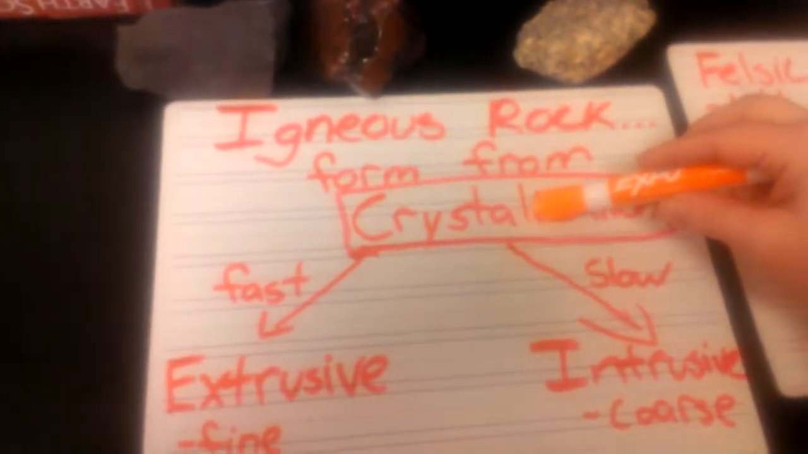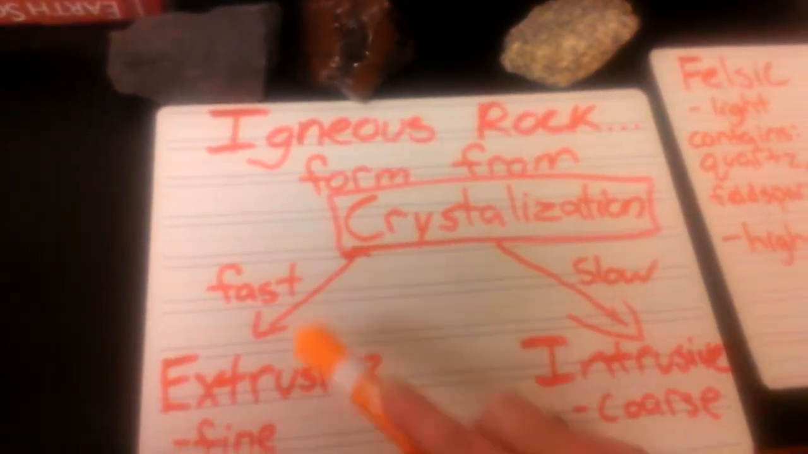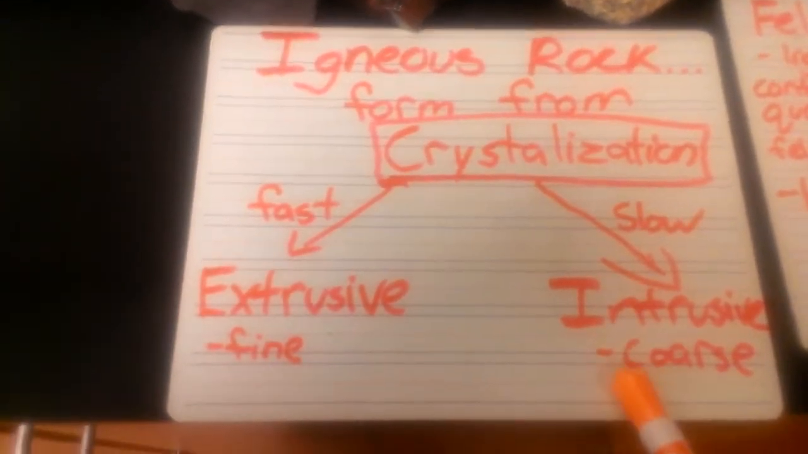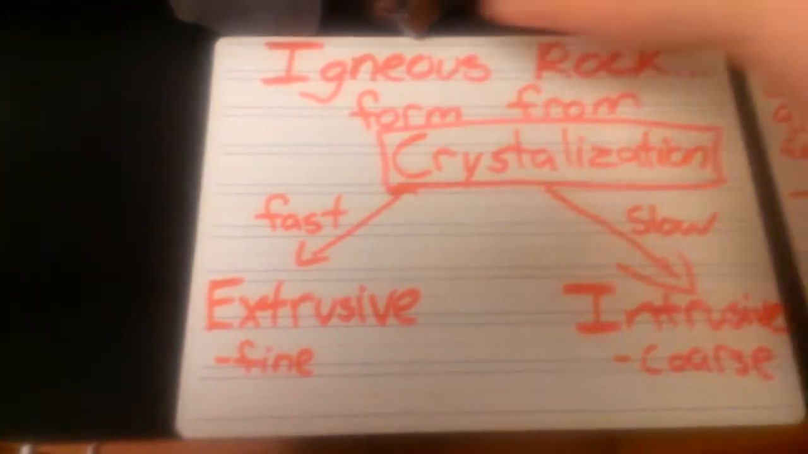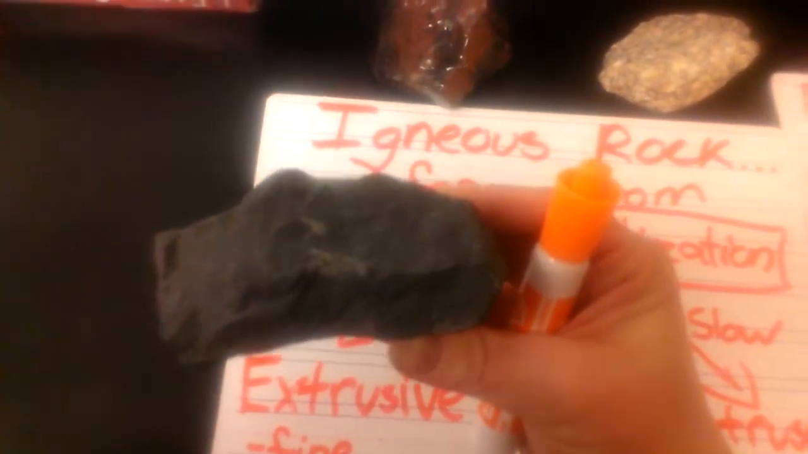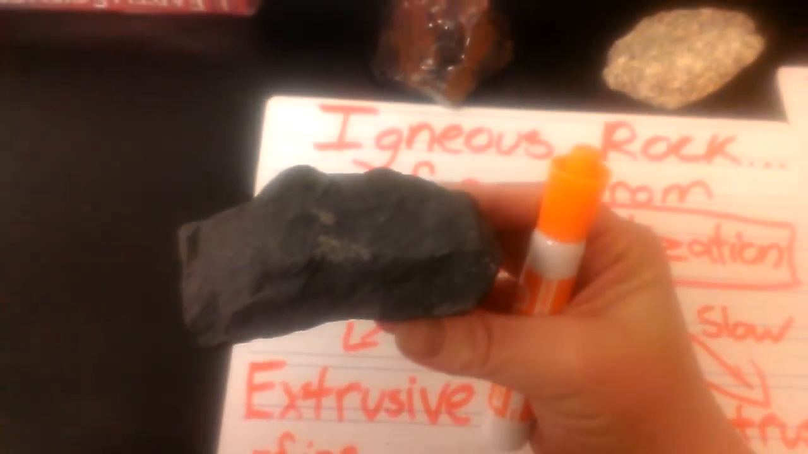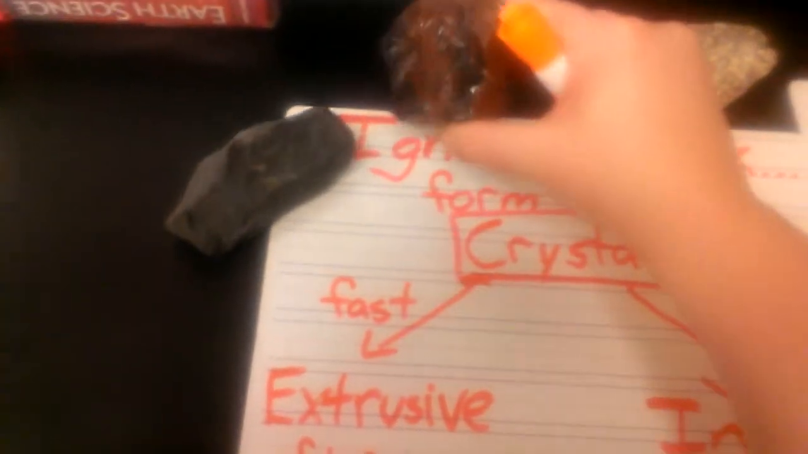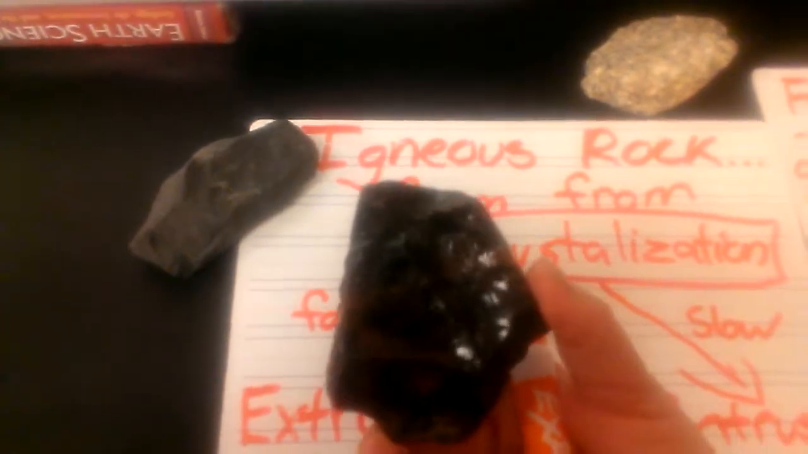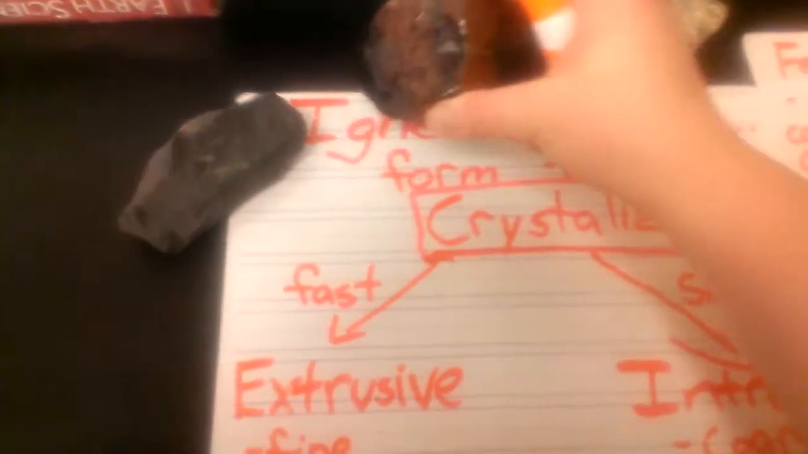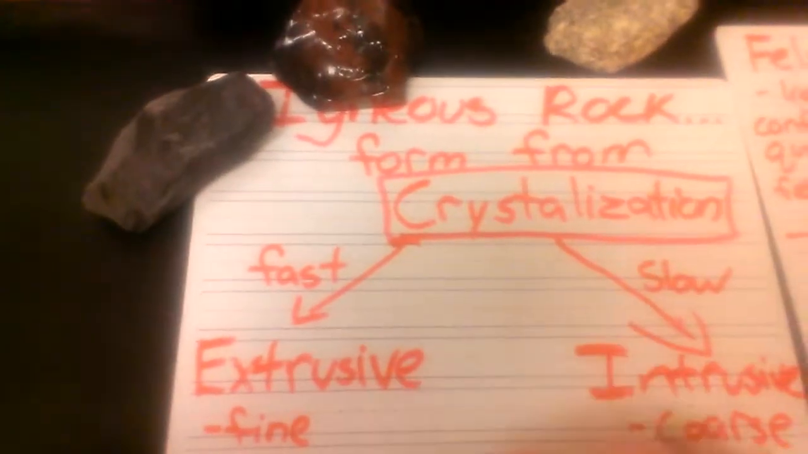So the crystallization of magma can occur either fast, like an extrusive rock, or slow, making it an intrusive rock. So our extrusive rock, we look for fine-grained texture, as you would see here in this sample of basalt. The basalt doesn't have large crystals that are visible to the eye, so we would call that extrusive, and it formed on the surface very quickly. If it formed extremely quickly, we might call it obsidian, which is a glassy textured igneous rock, but also extrusive.